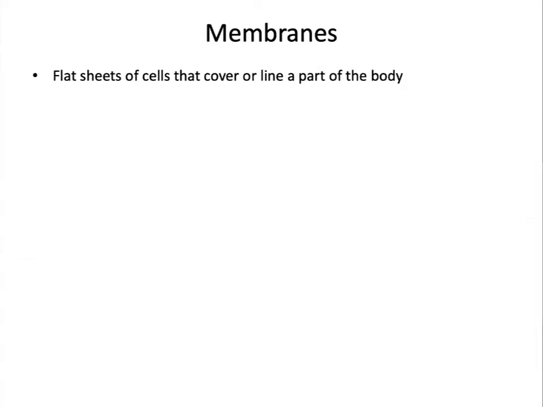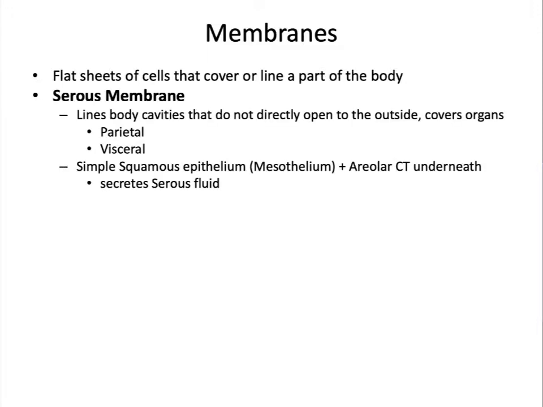Let's talk about membranes. Membranes are generally made up of both epithelial tissue and connective tissue. These are flat sheets that cover or line parts of the body. There are 4 types of membranes in the body. We've already discussed serous membranes, so let's start there.